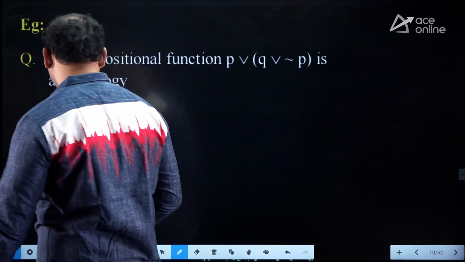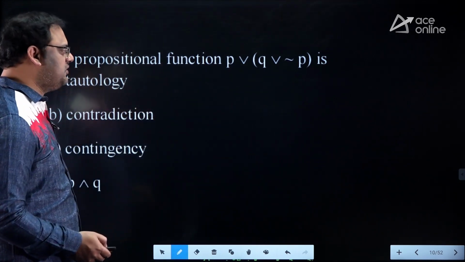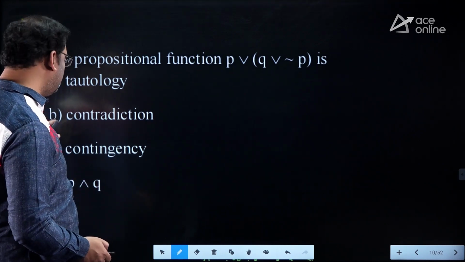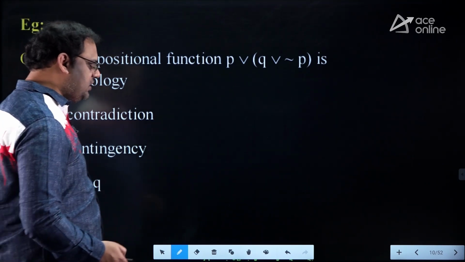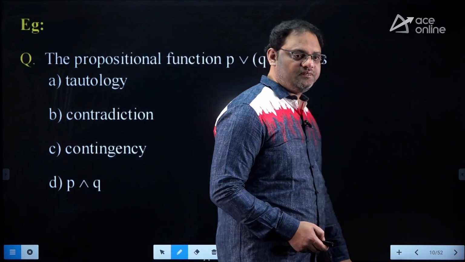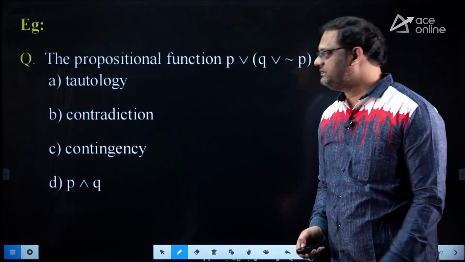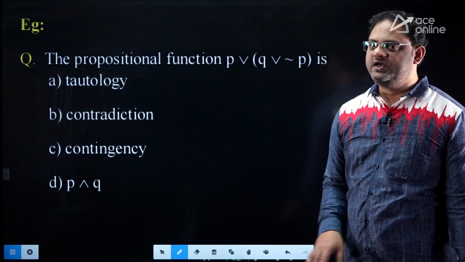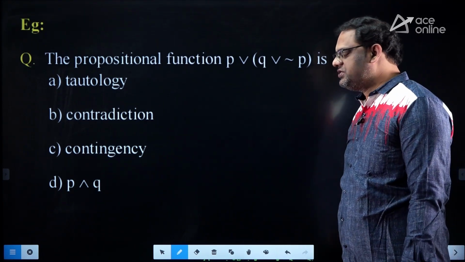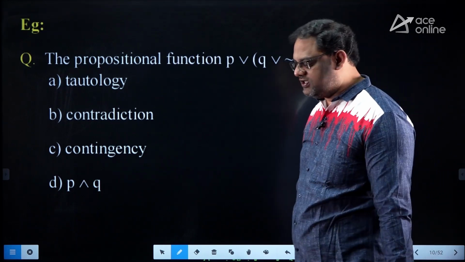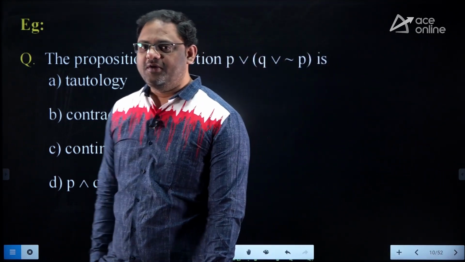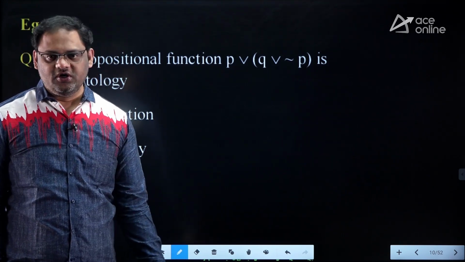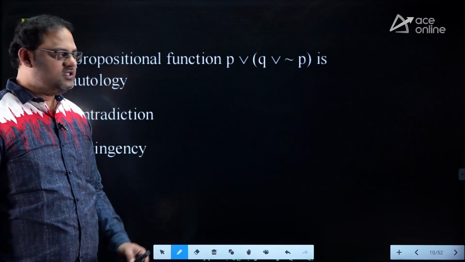Now here we have a question like this. There is a propositional formula, and I want to say what this formula is: either tautology, contradiction or contingency. Can you respond with definitions? What is a tautology? Tautology means the given formula is always true and never false. Contradiction means the given formula is always false, never true. And contingency is mixed: it is neither a tautology nor a contradiction.